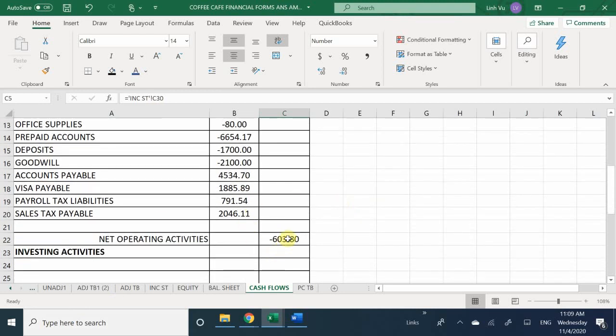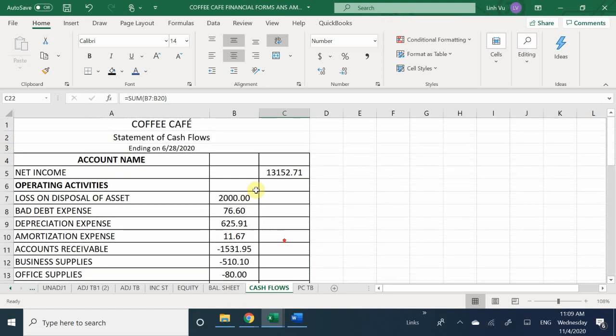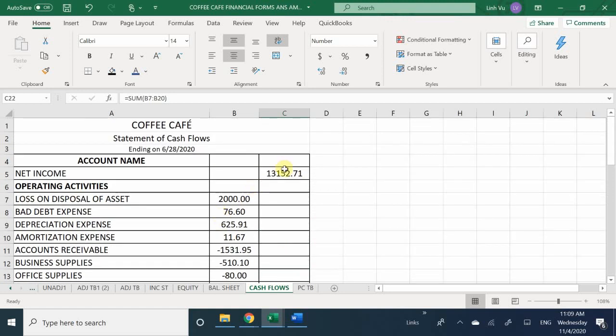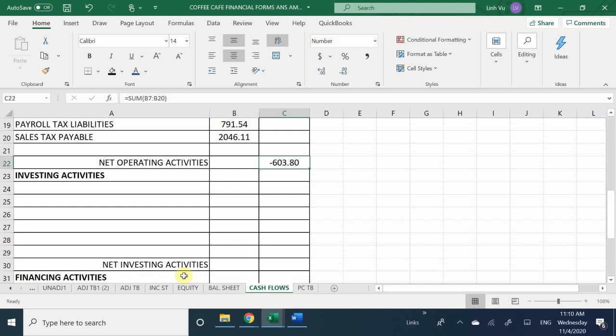All right? And by summing up my total operating activities, I have a grand total of a negative $603.80 in my operating activities. Now, I don't need to calculate it just yet because that's towards the end of the table.